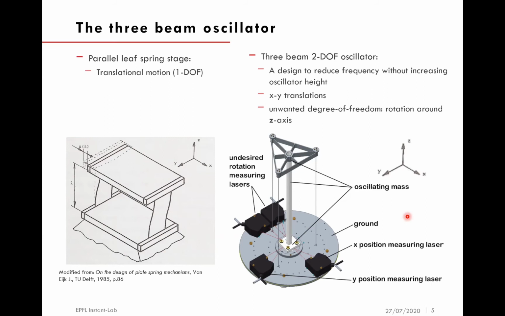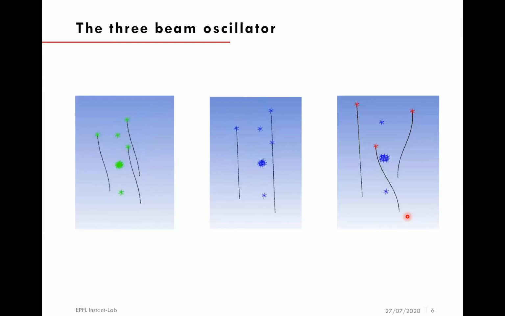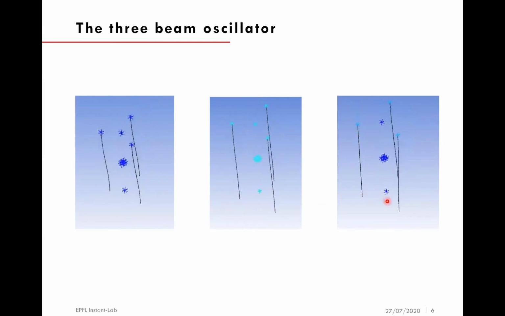If we look a bit closer, we notice that not only can the mechanism move in translation along the x and y axes, as shown in these animations here, in which only the 3 beams are represented, but there is an additional degree of freedom in rotation around the z-axis, which we do not want. We ensure that this mode is not excited by having its frequency be much higher than the frequencies in translation.